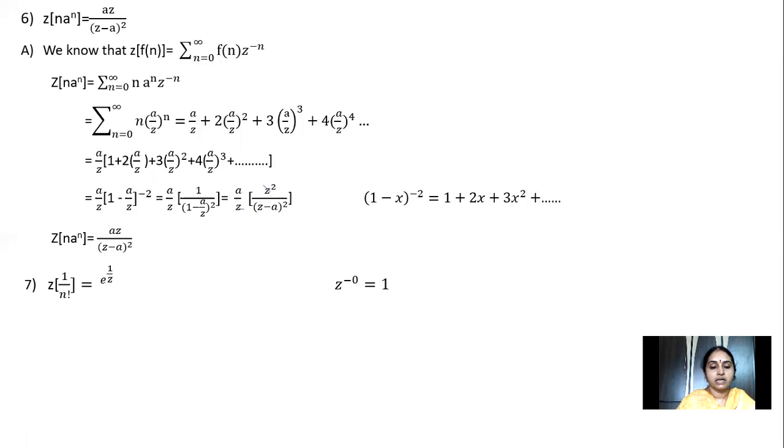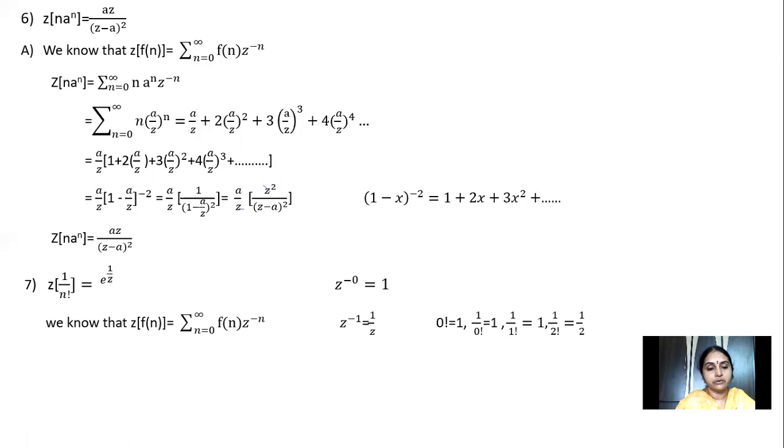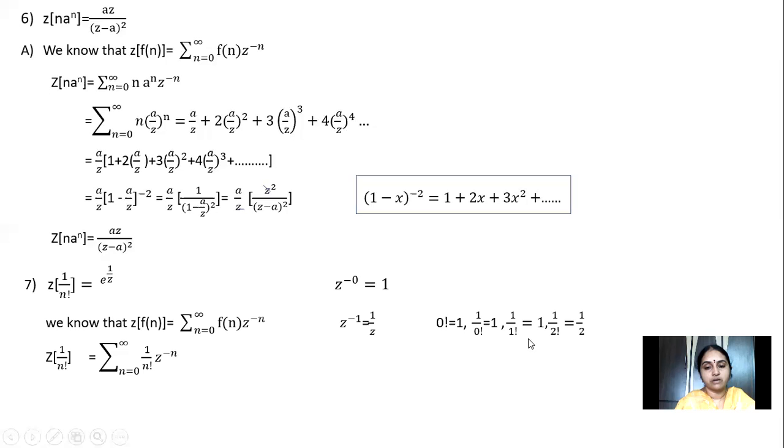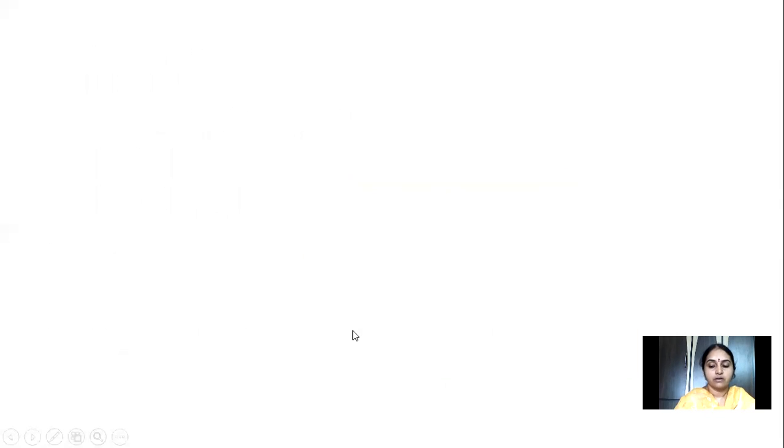Seventh one, Z of 1 by n factorial. Again, you know that Z of f of n equals sigma n equal to 0 to infinity f of n z power minus n. Substitute in place of f of n, 1 by n factorial, and expand it: 1 by 0 factorial, 1 by 1 factorial, 1 by 2 factorial, with z power minus 1, z power minus 2, z power minus 3. This you can write as 1 plus (1 by z) by 1 factorial, plus (1 by z) whole square by 2 factorial, plus (1 by z) whole cube by 3 factorial, like this.